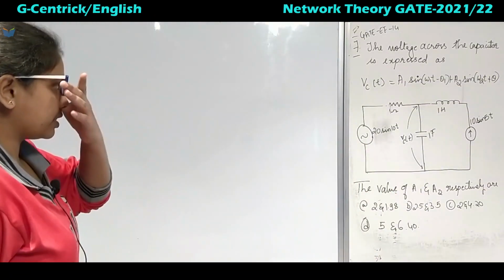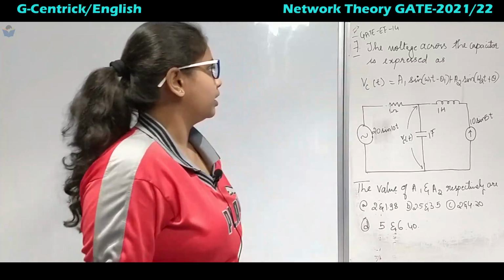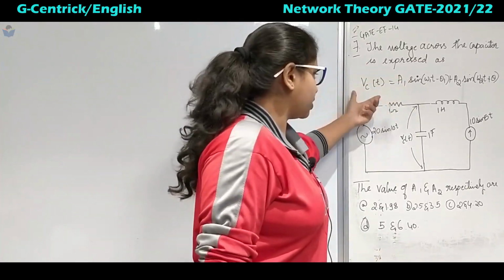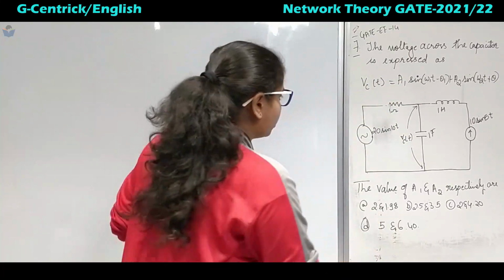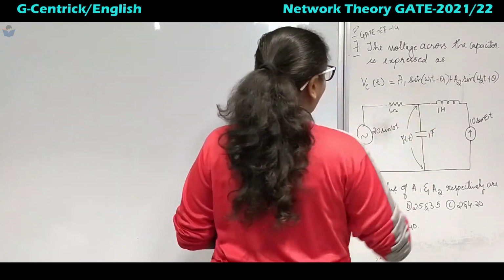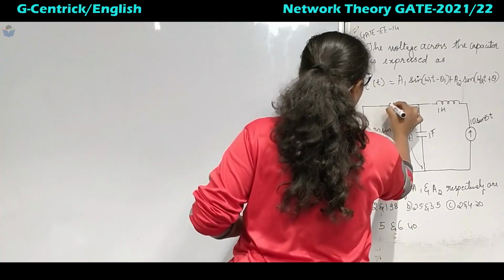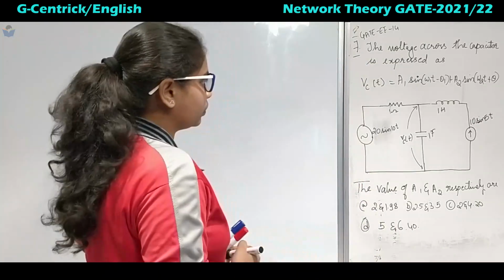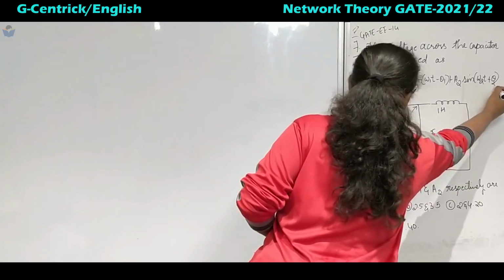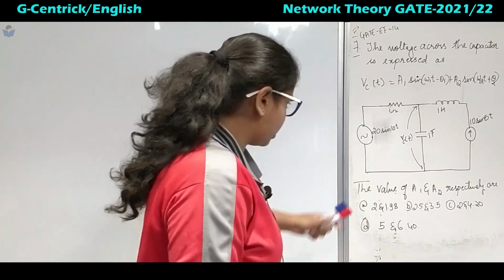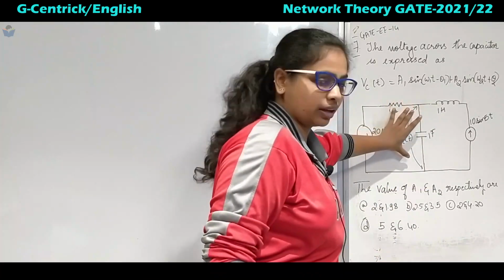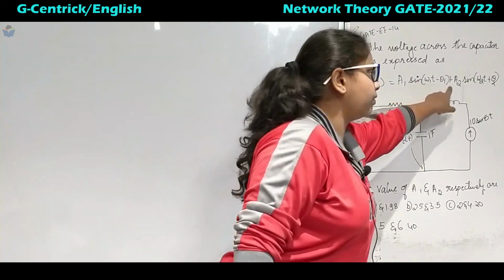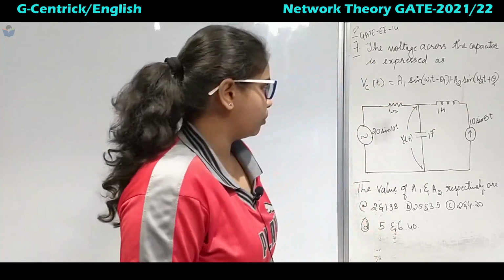So in this lecture we will see the next question which was asked in GATE electrical branch in 2014. The voltage across the capacitor is expressed as Vc of t, equal to A1 sin(omega 1 t + theta 1) plus A2 sin(omega 2 t + theta 2). If they have given us this circuit, the capacitor is here, and we have to find the voltage across this capacitor. They have asked for the values of A1 and A2, and they have given 4 options.